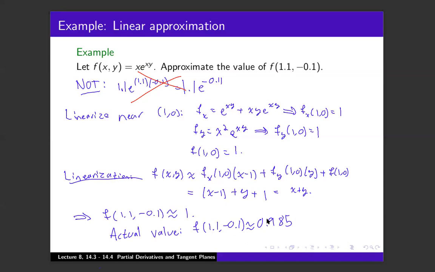But Dr. Roberts will do some better examples in recitation, and there are some very good examples of doing this in Stewart as well. So we'll end here for today with our discussion on linear approximation.